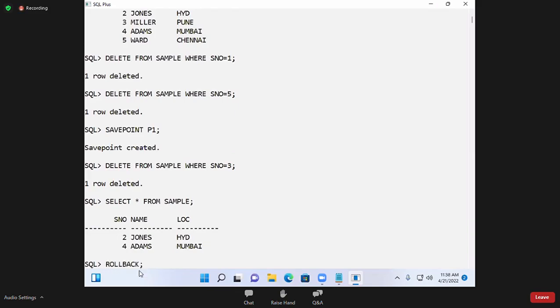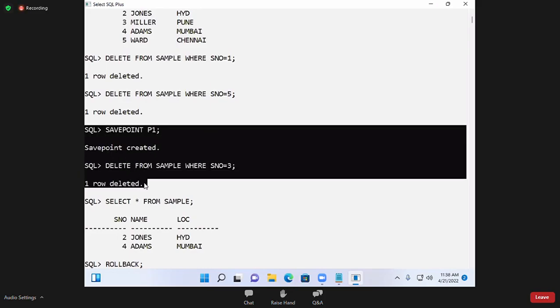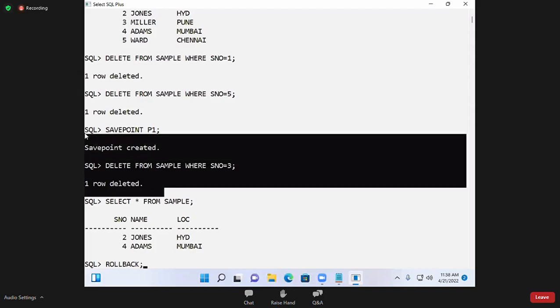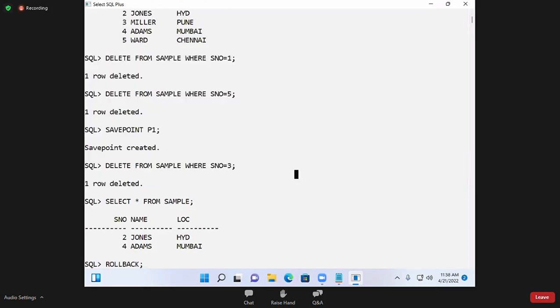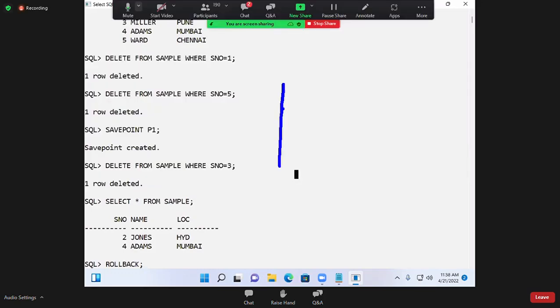If you did only rollback, does it mean only the save point operation is rolled back, or are all operations rolled back? What is your guess? Complete all, or only the save point? Complete all. Why, sir? If anybody asks you why, sir, what happened here?